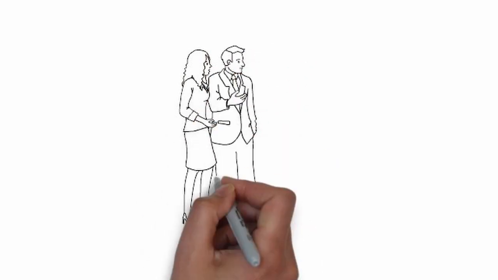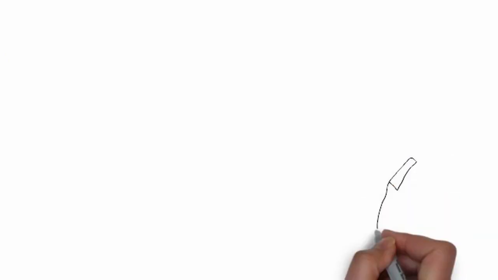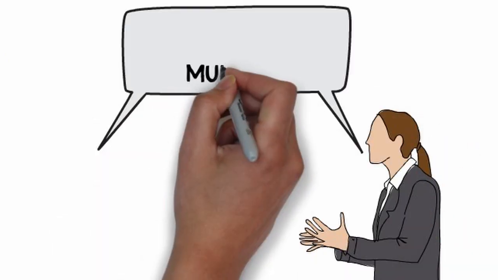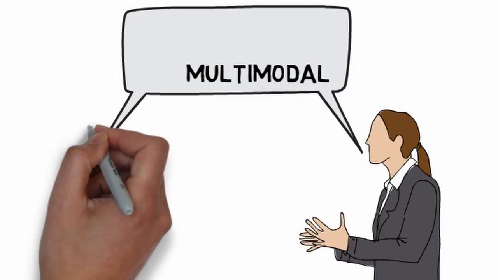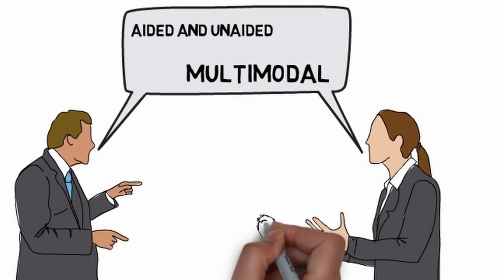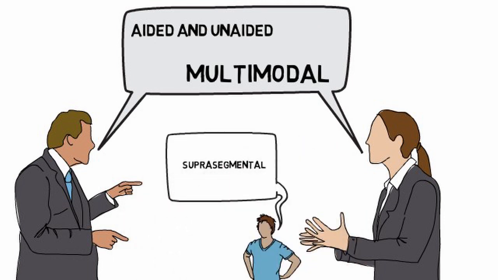Communication is essentially sharing an idea with another person. There are lots of different terms to explain how we communicate. Some people say multimodal communication. Some say aided and unaided forms of communication. Sometimes people might use the word suprasegmental to explain a type of communication, but I can barely pronounce the word, let alone explain it.